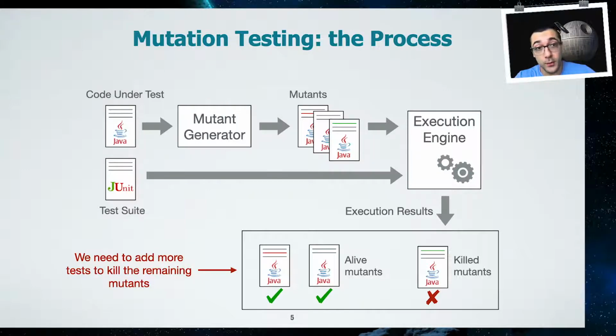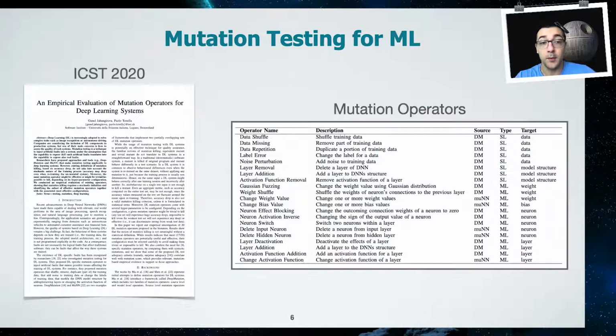This is the overall process for traditional software, but with the rise in popularity of machine learning, researchers in the latest years have also tried to define mutation operators for machine learning applications. A very nice overview of the existing research can be found in this paper published at ICST 2020, where the authors classified more than 20 different operators that also apply at different layers and levels in the machine learning pipeline.